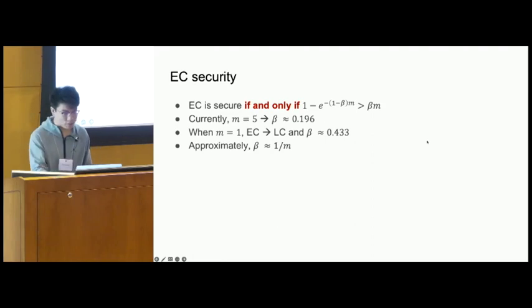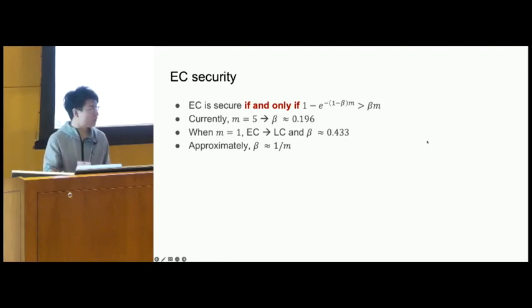Combining these two results, we have found the necessary and sufficient condition for EC security, given by this inequality. Currently, for the parameter m equal to 5 in EC, the security threshold, or the fault tolerance, of EC is 0.196. It is not ideal, but it's better than nothing. And if we set m equal to 1, then EC almost becomes the longest chain protocol, and the security threshold becomes 0.433. Approximately, for large m, β is about 1 over m.